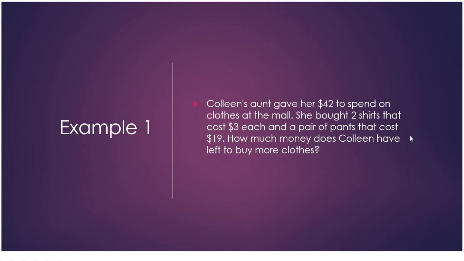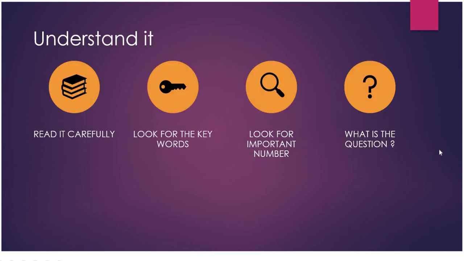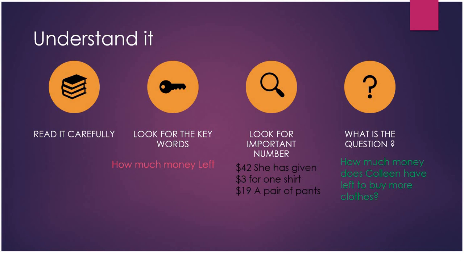So which keyword do you see in this problem? Have left, right? A sign of subtraction. So we read it carefully already, we read it twice, we know the keywords, how much money left, we know the important numbers: $42, the money she has, $3 for one shirt, two shirts becomes $6 and $19 for a pair of pants. And we know the question: how much money does Colin have left to buy more clothes?